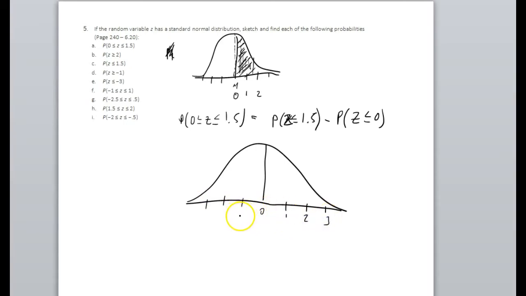So the idea is that when we use the tables in the back of the book, we're going to look up z values, and they're going to give us the probabilities that are cumulative. So probabilities from left to right. It's going to start on the left-hand side, the negative side, and count up the probability all the way over to the z value.